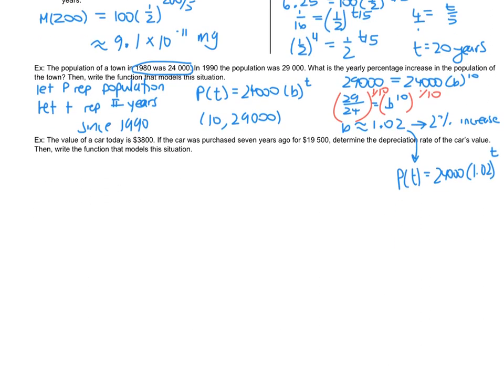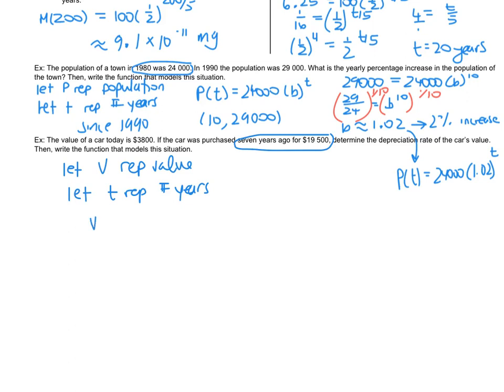The value of a car today is $3,800. If the car was purchased 7 years ago for $19,500, determine the depreciation rate or the decay rate of the car's value. Then write the function that models this situation. So this is very similar, but now I'm going to use the starting value of the car, so 7 years ago, as my starting point. So I'll say let V represent value and let T represent number of years.